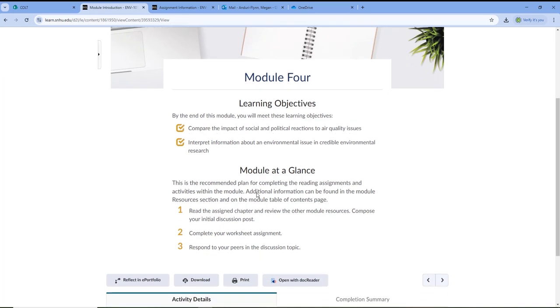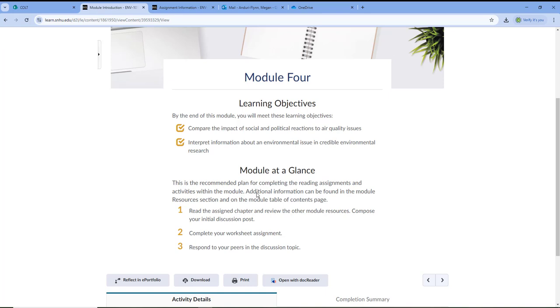By the end of this week, you will be able to compare the impact of social and political reactions to air quality issues. Again, this is air quality issues, but in your environmental issues project paper, you're going to be comparing social and political reactions to your own environmental issue. So this will give you an idea of what to look for in developing those two sections in your project, even though they're probably not related to air quality.